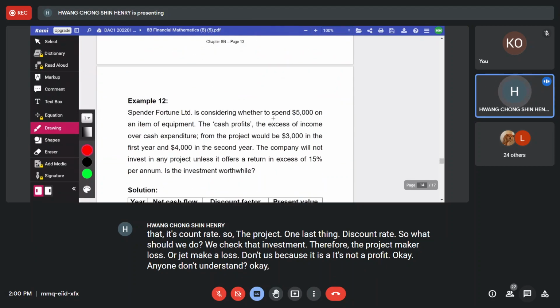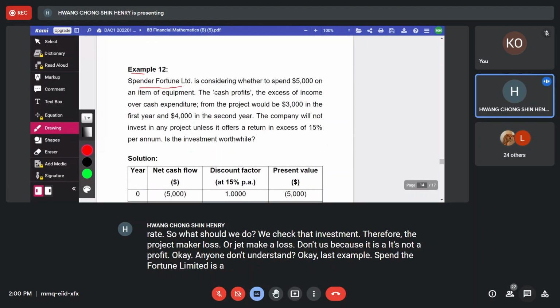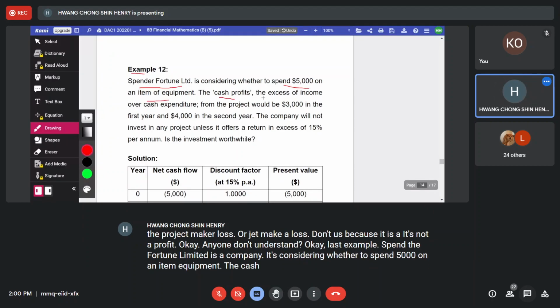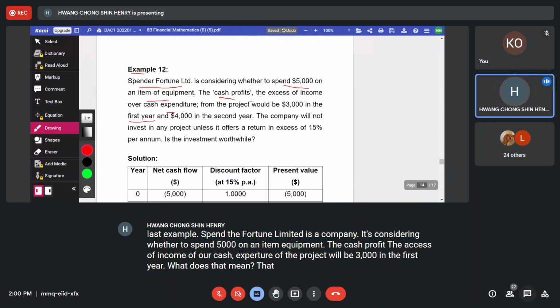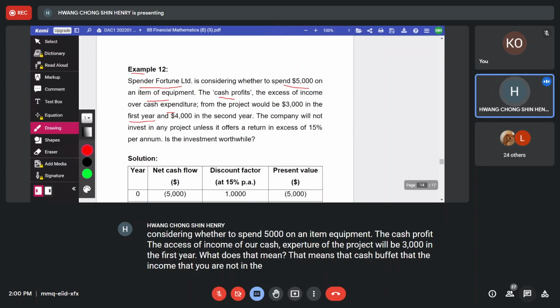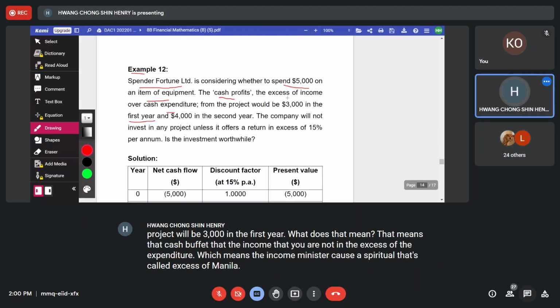Okay, last example. Spender Fortune Limited is a company. It's considering whether to spend 5,000 on an item or equipment. The cash profit, the excess of income over cash expenditure from the project, will be 3,000 in the first year. What does that mean? That means the cash profit, the income that you earn in excess of the expenditure, which means the income minus the cost expenditure. That's called excess of money. From the project will be 3,000 in the first year, 4,000 in the second year.